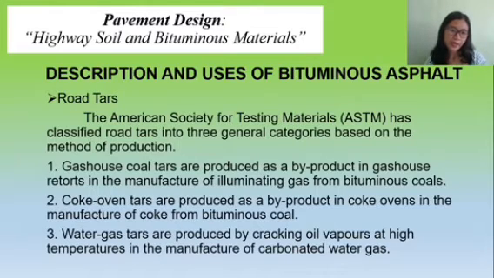The American Society for Testing Materials, or ASTM, has classified road tars into three general categories based on the method of production. So first, we have the gas house coal tars. It is produced as a byproduct in gas house retorts in the manufacture of illuminating gas from bituminous coals.